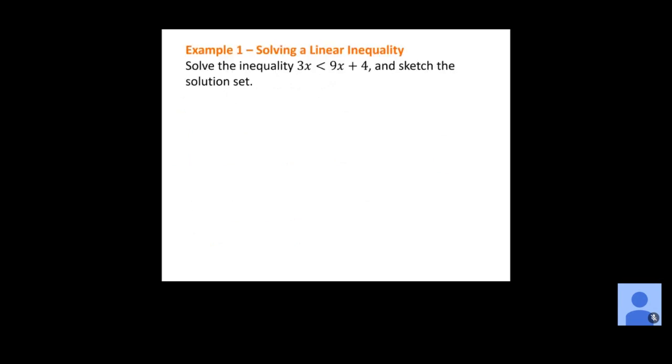All right, so now we want to solve this inequality. We've got 3x is less than 9x plus 4. Once we solve it, we're actually going to sketch the solution set, and I'll show you what we mean by that in just a minute. In general, the properties here are the same, so I still want to just get x by itself. So what am I going to do first if I want to get x by itself here?